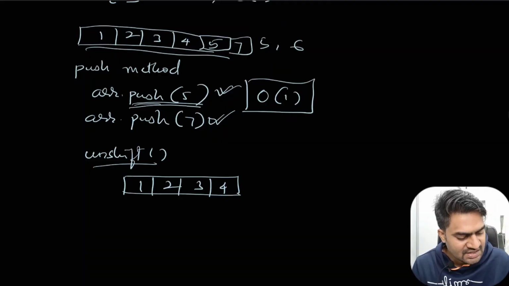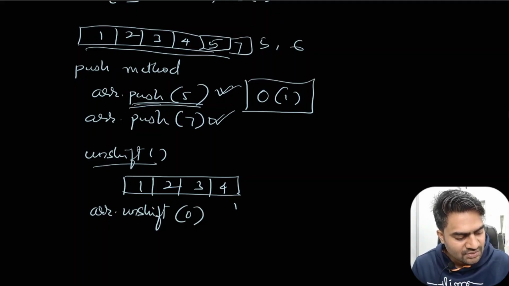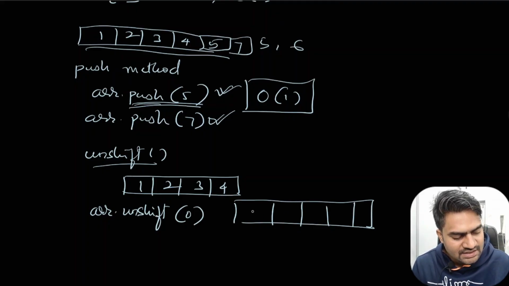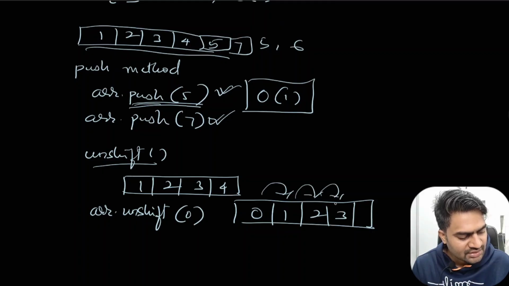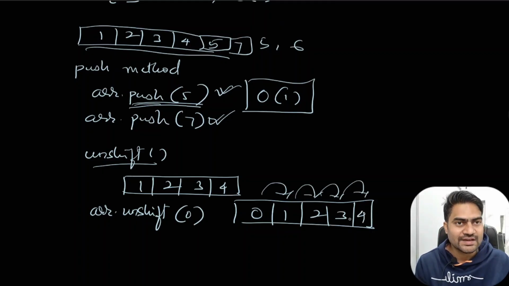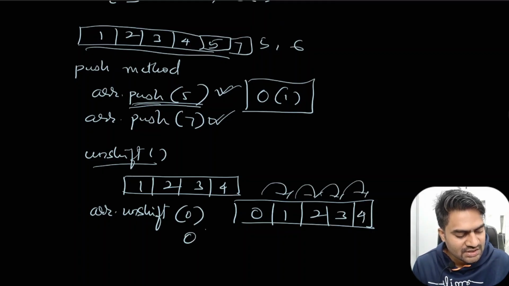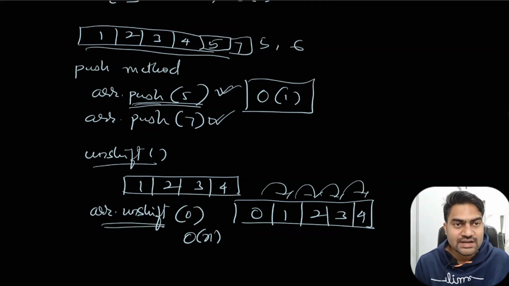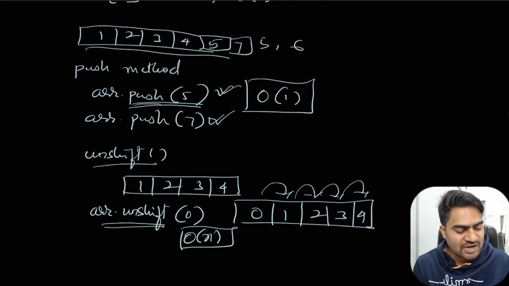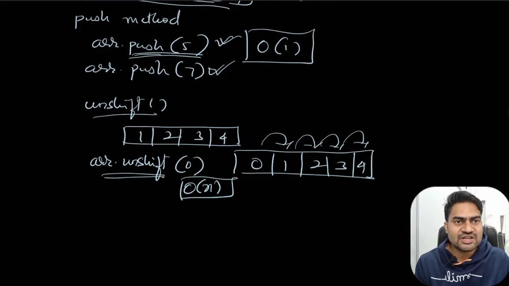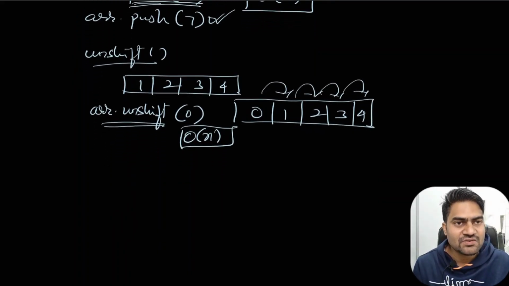So that's what it does. If I do array dot unshift of 0, then it will add element 0, then move 1 to here, then 2 to here, then 3 to here, and 4 to here, something like this. That's why it is of order n. Unshift is of order n. So we need to keep in mind that it shifts the elements towards right. That's why it is of order n.